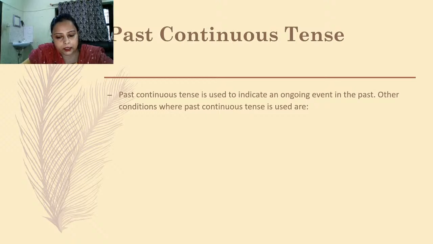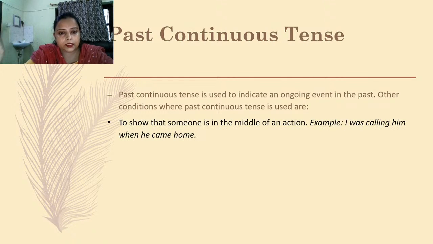Past continuous tense is used to indicate an ongoing event in the past. That event is in the process, it is still going on. Another condition where past continuous tense is used is to show that someone is in the middle of an action.